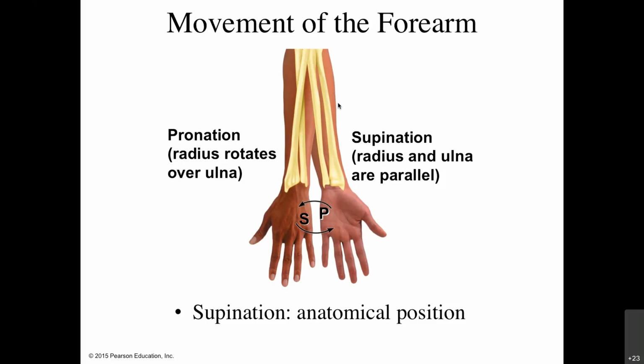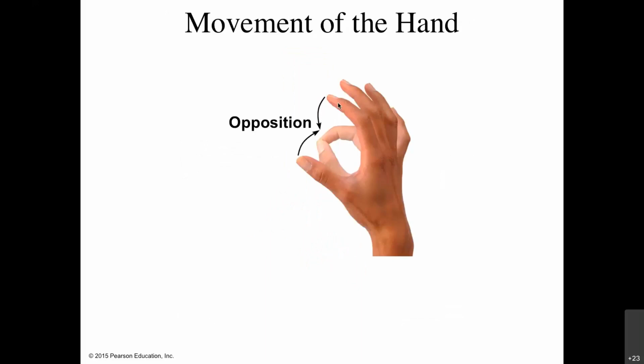Supinate, pronate. Okay, the final movement is opposition. This movement is what separates monkeys and humans from other mammals. We have opposable thumbs, which means we can do this. We can touch each finger to our thumb. Note that you can't put the tips of your pointer finger and your middle finger together like that. You can do that with your thumb. This is opposition. Humans and monkeys have opposable thumbs. So everyone, demonstrate your opposable thumbs. Awesome.